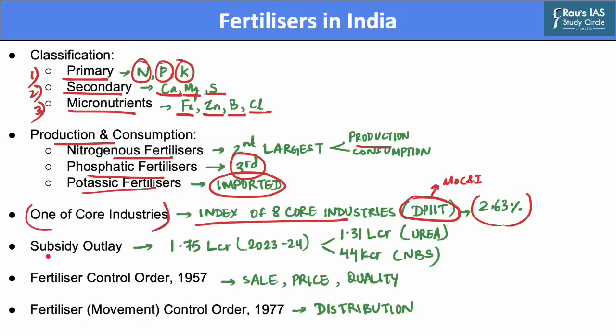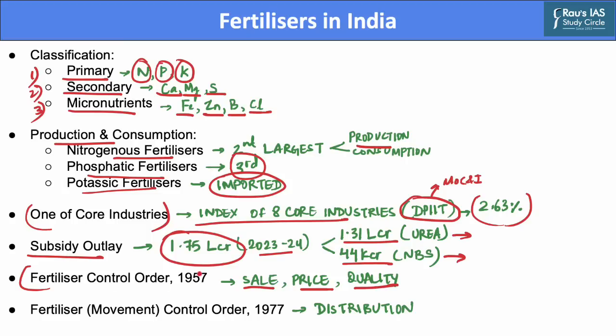The subsidy outlay for fertilizers in India was 1.75 lakh crores in this year's budget, which included 1.31 lakh crores for urea subsidy as well as 44,000 crores for nutrient based subsidy or NBS. The regulation of sale, price, and quality of fertilizers is undertaken through the Fertilizer Control Order of the year 1957, while the Fertilizer Movement Control Order of 1977 regulates the distribution of fertilizers throughout the country.